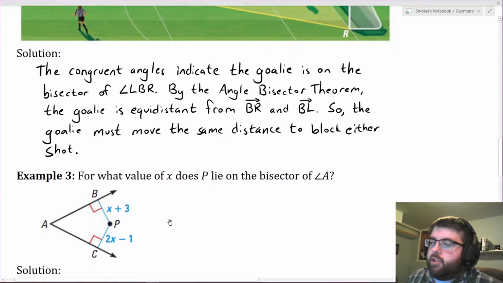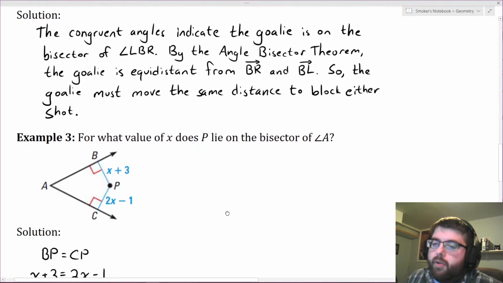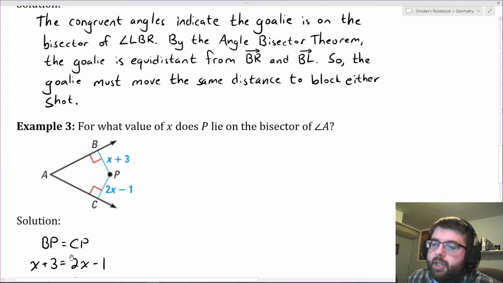So here we have one of these algebraic problems that you see a lot of. For what value of x does P lie on the bisector of A? That'll only happen when BP and CP are equal. So we want to find the x value that causes those to be equal. We're going to set them equal to each other and solve.